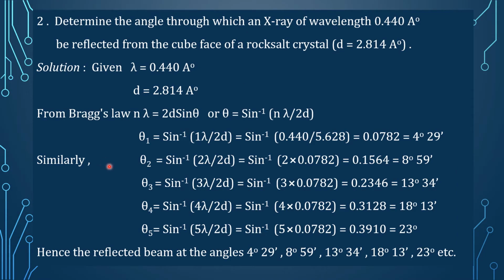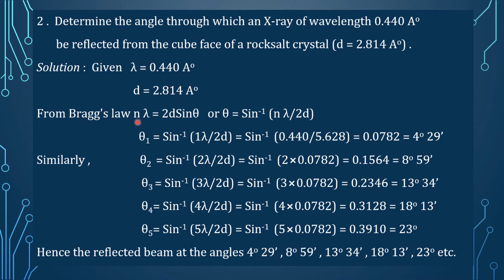Next question: determine the angle through which an X-ray of wavelength 0.44 angstrom will be reflected from the cube face of a rock salt crystal. The interplanar distance is given as d equal to 2.814 angstrom. So lambda is given 0.44 angstrom and d is equal to 2.814 angstrom.